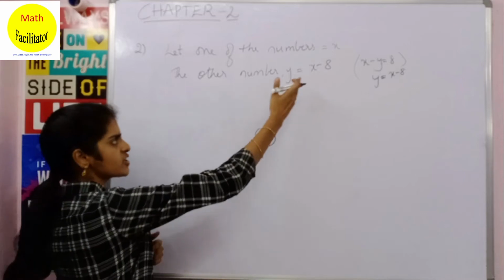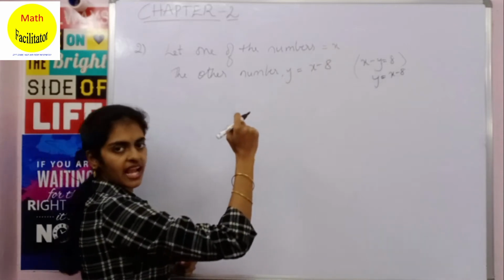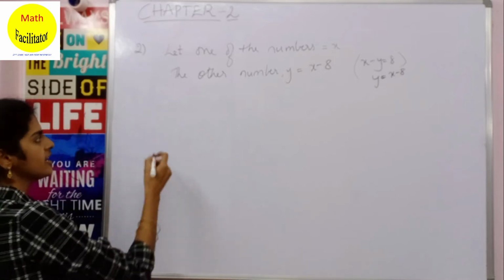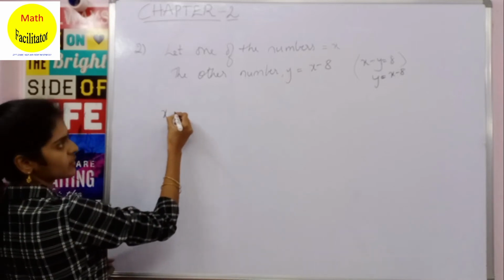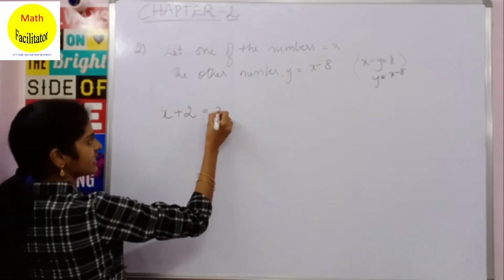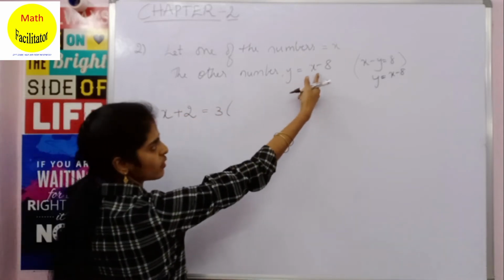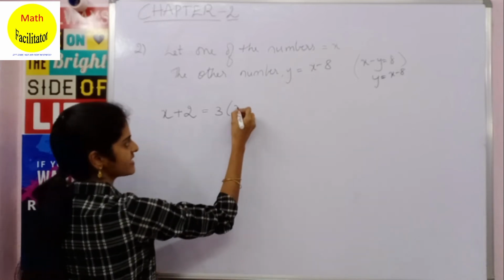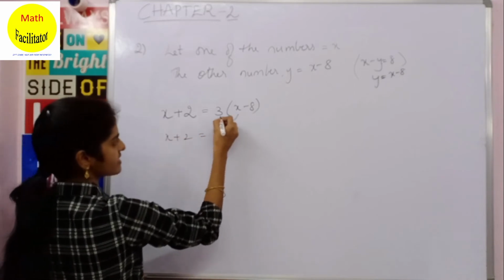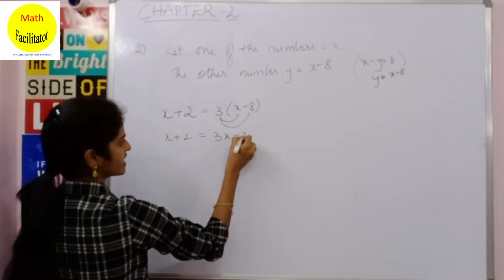Okay, from this you can see x is the bigger number, and if you subtract 8 from x, then you get the smaller number. If 2 is added to the bigger number, so if 2 is added to x, then it is 3 times the smaller number. Smaller number is what? y. y is nothing but x minus 8. So x plus 2 is equal to, now this is distributive, so 3x minus 24.